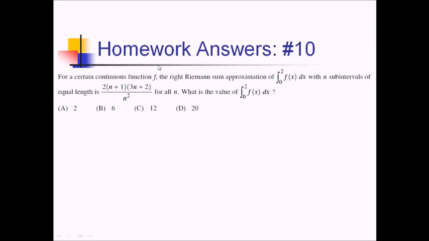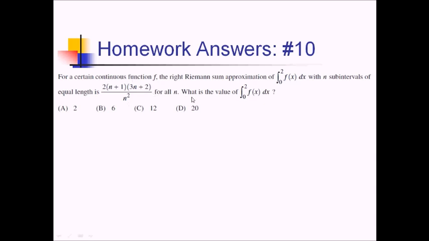For this problem, for a certain continuous function f, the right Riemann sum approximation of the integral from 0 to 2 with n subintervals of equal length is this expression here for all n. We want to know the value of this integral. So this one is actually a lot easier than it looks at first glance. They're giving us a definite integral, and then they're talking about Riemann sum approximations, so we're thinking we need sigma and deltas and all that stuff, but they're actually giving you the formula for the Riemann sum approximation.